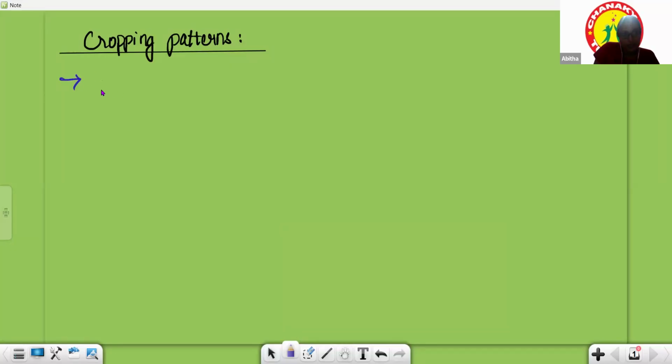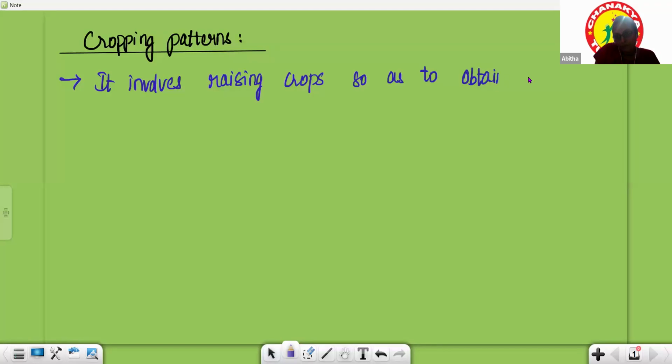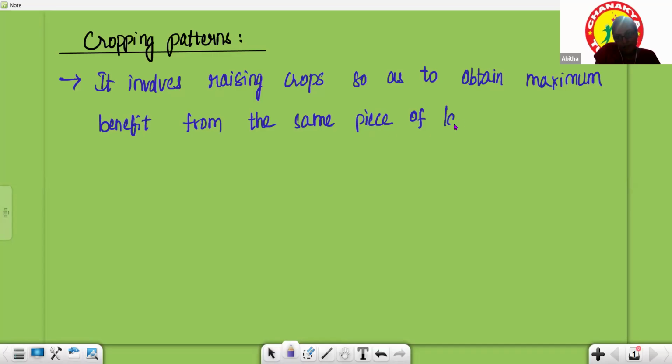So what are cropping patterns? It involves raising crops so as to obtain maximum benefit from the same piece of land.